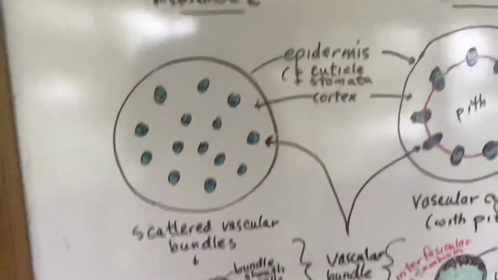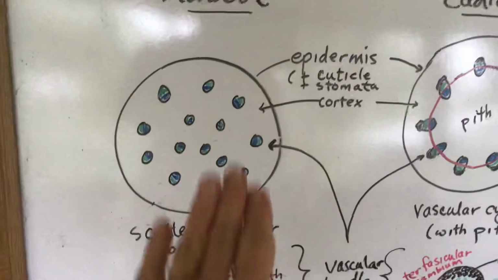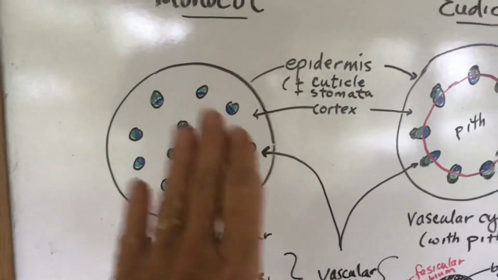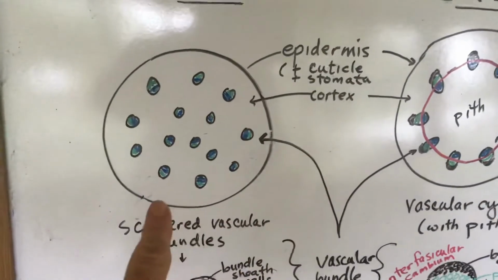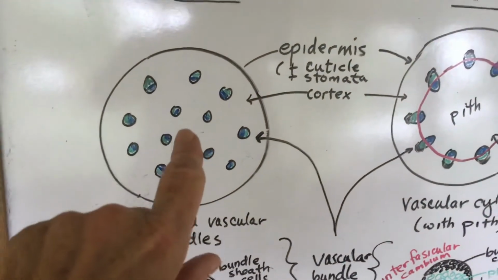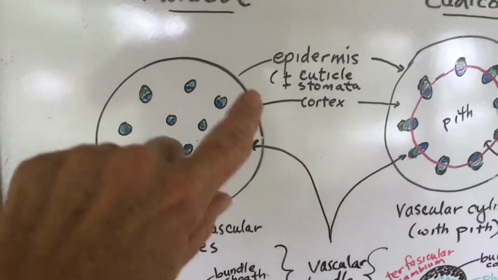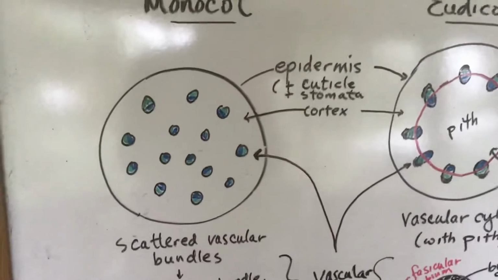So in the monocots, the main arrangement is scattered vascular bundles within the cortex. So all of this tissue in between the vascular bundles is called cortex. It's basically made up of parenchyma. And of course on the very outside would be the epidermis, including cuticle and stomata.